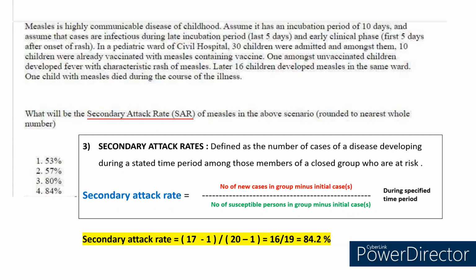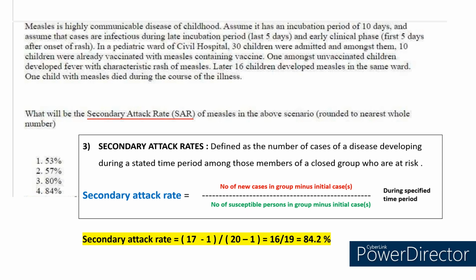Similarly, in the next question, they are asking you to calculate the value of secondary attack rate. So anyways, we have already calculated the denominator, right? Number of susceptible persons in group minus initial case, which is 20 minus 1 will be the denominator. Now let's see what is numerator. In this case, the numerator is the number of new cases in group minus initial case. So in our question, the initial case is the one child who developed fever with characteristic rash of measles. Okay, it is the initial case.